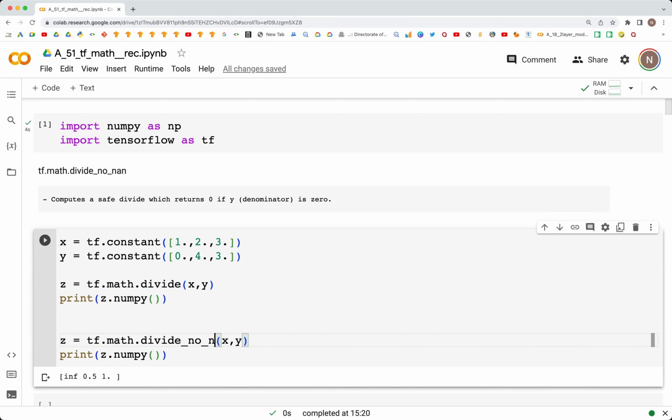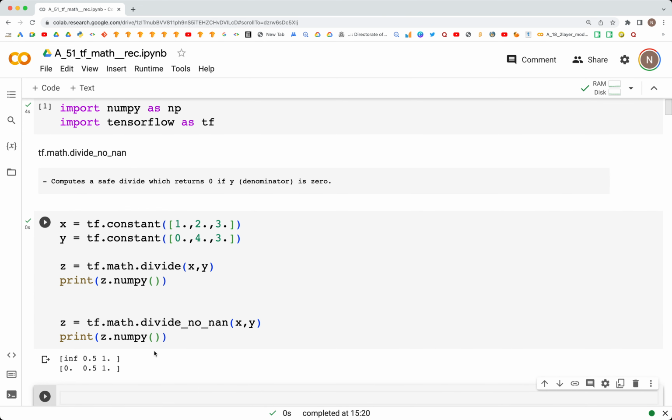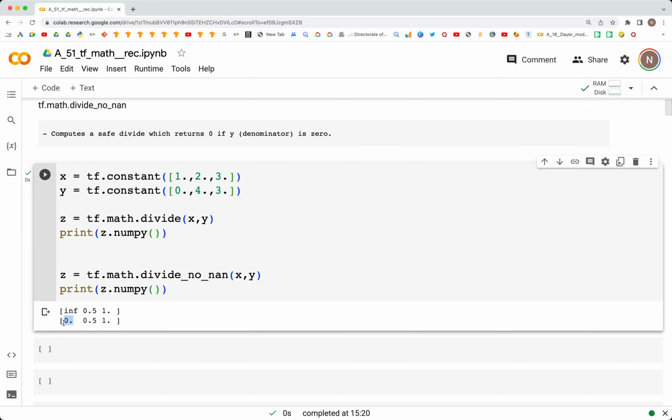So let's try and run this line. So the command is tf.math.divide_no_nan, and now when we run this, we get a 0 instead of the infinity sign.